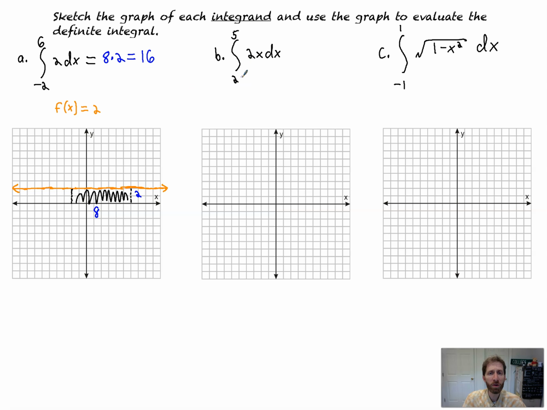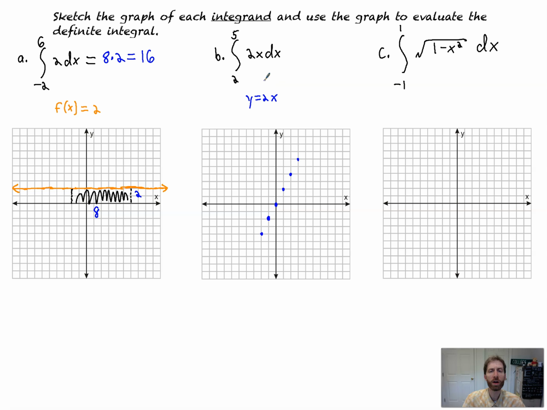Okay, for this one right here, we've got the definite integral from 2 to 5 of 2x dx. So what we're going to do is graph out y equals 2x. That's our function right there. So that's got a y-intercept of 0, and then a rise over run of 2 over 1. So up 2 over 1, up 2 over 1, up 2 over 1, down 2 left 1, down 2 left 1, and so on and so forth.